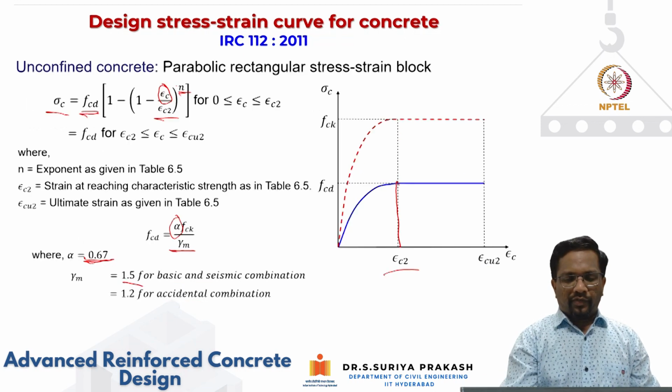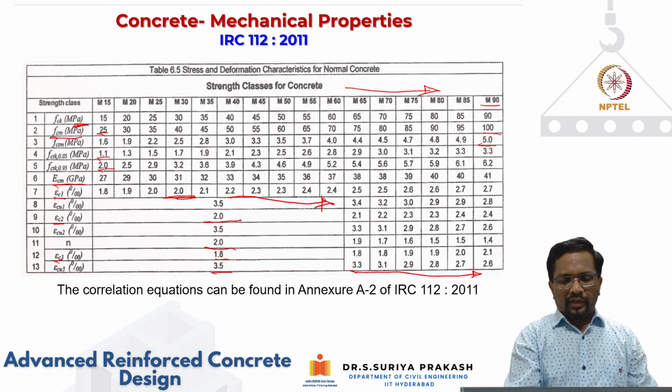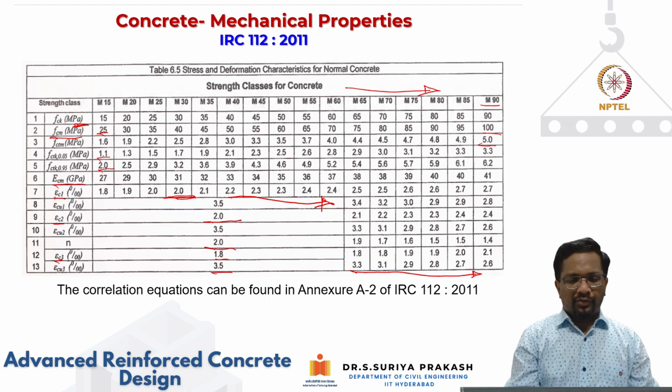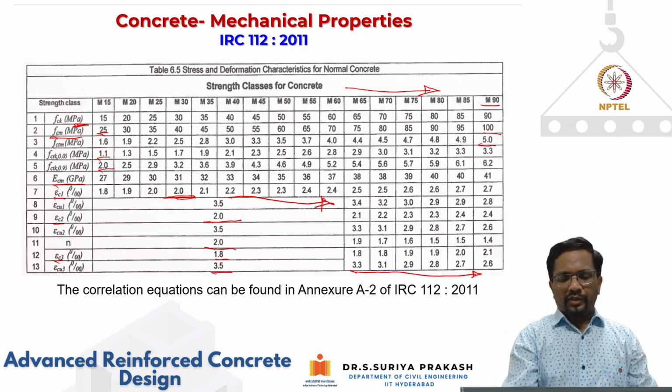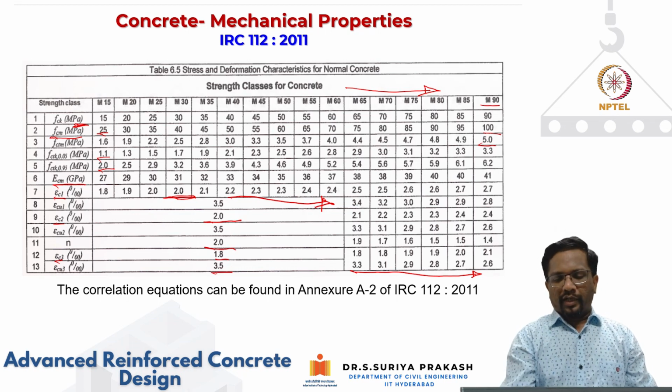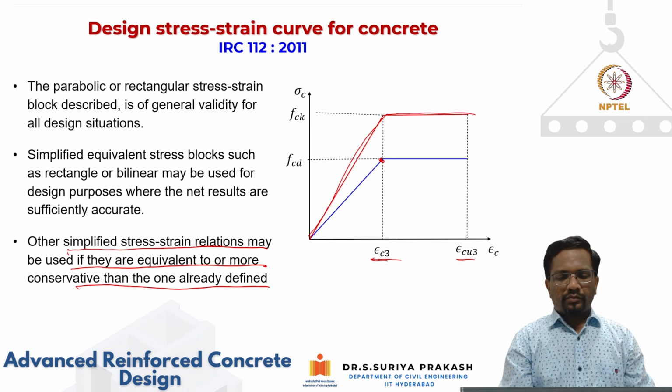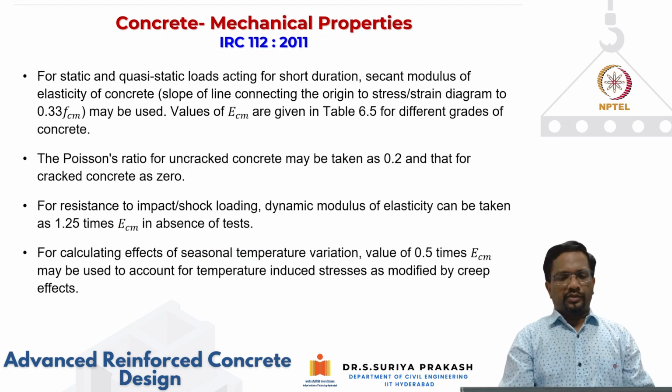So again, if you go back, epsilon c3 is kept as 1.8, which is slightly lesser than what we usually use for epsilon c2, which is 2. And epsilon cu3, instead of 4, again we use a slightly lower value. Okay. So again, this epsilon c3 is also reducing as the strength of the concrete is increasing. All right. So these are some approximations.